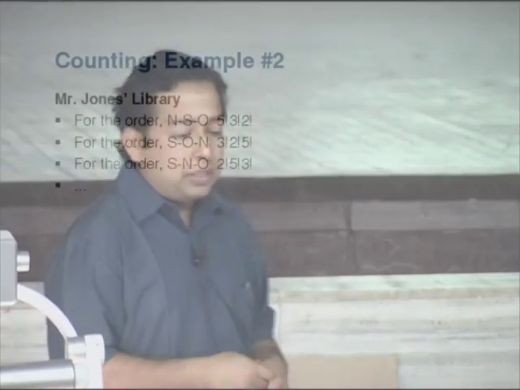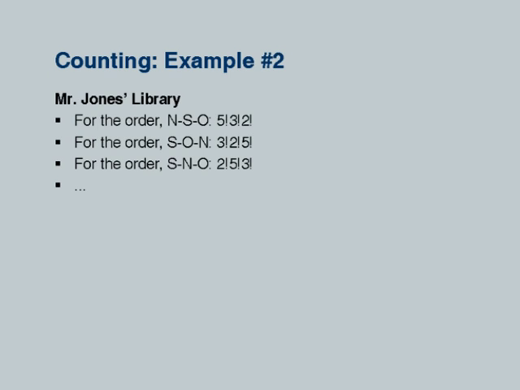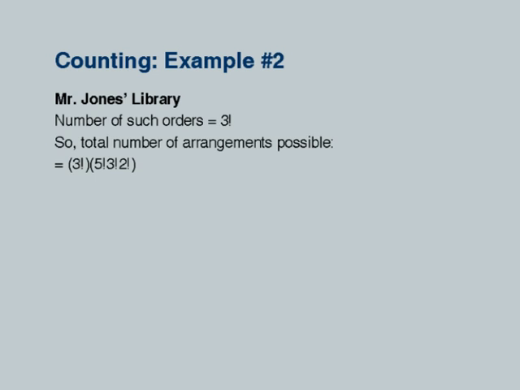The other way of arranging books would be the second one, where he puts the short stories at the left, in the middle he puts the other books, and at the right novels. Then you will have the same number of arrangements, because it is again 3 factorial times 2 factorial times 5 factorial. And so, you find out in how many different ways you can put the set of novels, the set of short story collections, and the set of other books. So, NSO, SON, SNO, and so on. You can have 3 factorial as the type of those orders, NSO, SNO, OSN, etcetera. There are 3, and you can permute them in 3 factorial different ways.